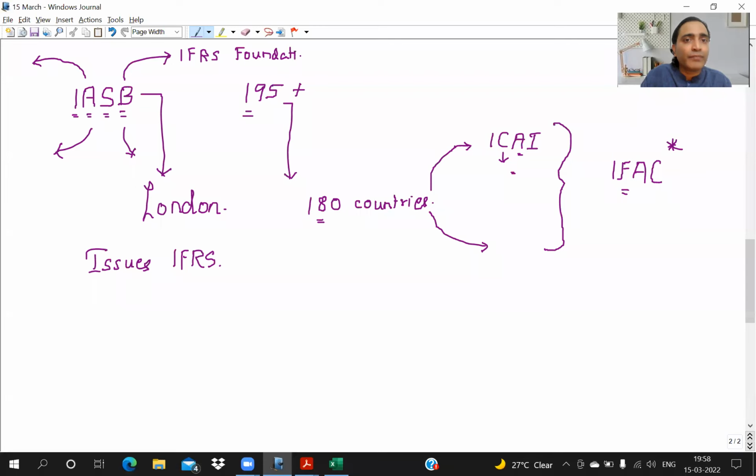The IFRS Foundation overlooks how IASB is doing its job. It has around 22 members, called trustees. They represent these 180 countries. Now, you might be wondering, how can 22 people represent 180 countries? Because these 22 people represent clusters of countries, segments, like Asia or Africa or the Middle East, something like that.